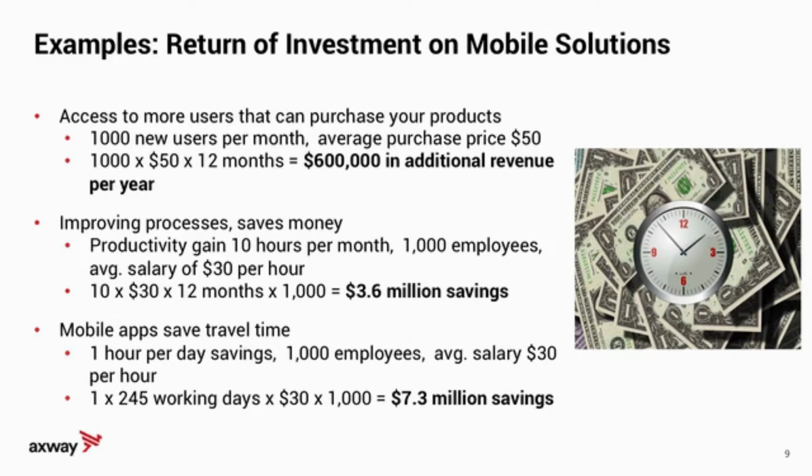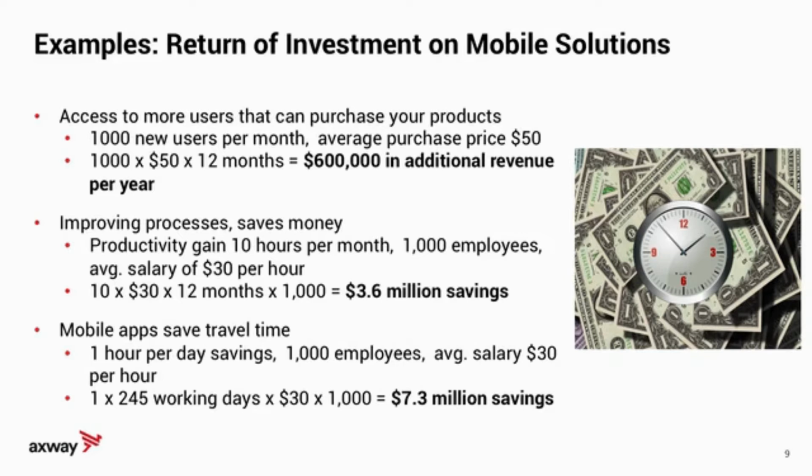So let's start with the first one. My mobile app is going to give access to more users that can purchase my products. So kind of an e-commerce type of app. Very simple math. Again, this is just to give you ideas. If I have 1,000 new users per month, now it depends on the company, but it's not really that crazy. 1,000 new users because now I have a nice mobile app, and of course you can change this anytime. The average purchase is $50. So 1,000 times 50 times the 12 months, $600,000 in additional revenue per year. Simple math. You're just multiplying the variables here, and you can obviously make it as complex as you want, depending on the month and so on.